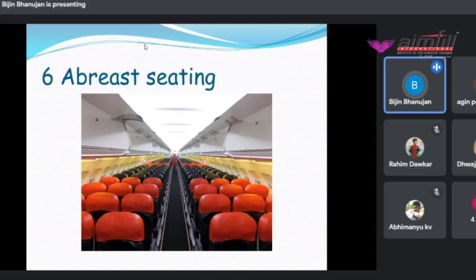Next, 6 abreast seating. The standard commercial flights will have this kind of seating, that is Airbus 320 and Boeing 737. 6 abreast, capacity from 150 or 160 all the way up to 220 seats. So this is the configuration. For Airbus 319, you can say about 140 odd seats if it's full economy. For 320, you can go to 180 seats. If you're going for Airbus 321, you'll have more seats, maybe 210 or 220 seats on the aircraft. So this is the 6-seat abreast seating.